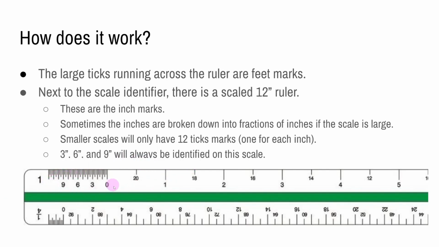As I mentioned, those larger numbers are your feet marks. And next to the scale identifier is a 12-inch ruler in that scale. Each of these small tick marks is the equivalent of an inch. Sometimes those can be broken down even further if that scale is large. So if I'm using a zoomed in scale, like an inch equals a foot, this would be used for a detail or maybe a section detail where I can get a lot more detail into it.